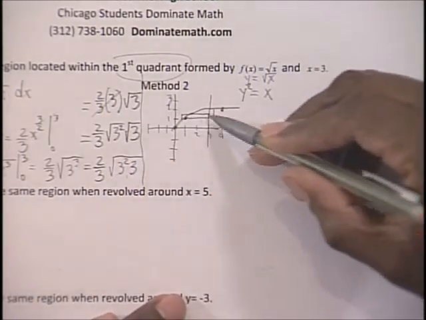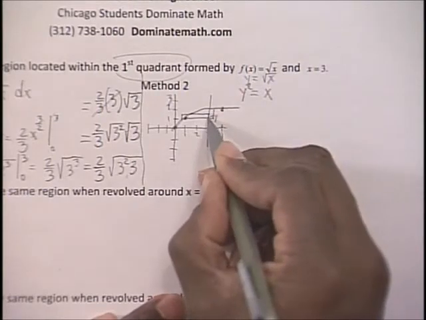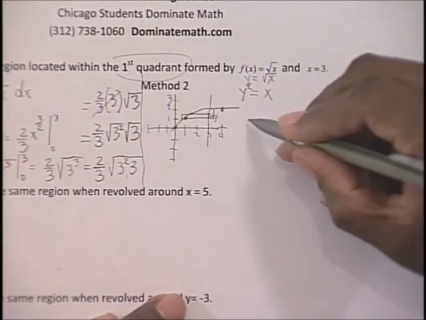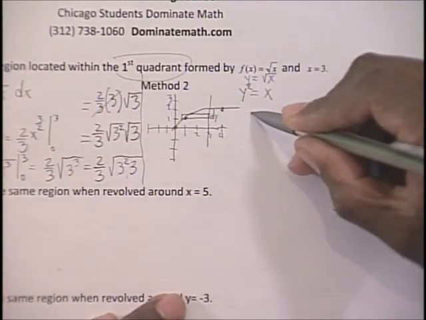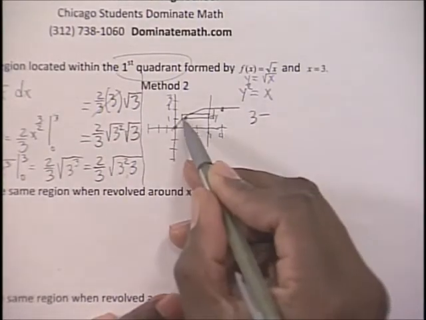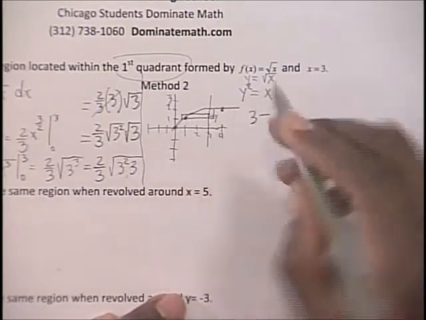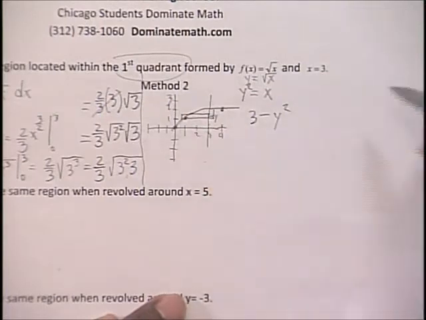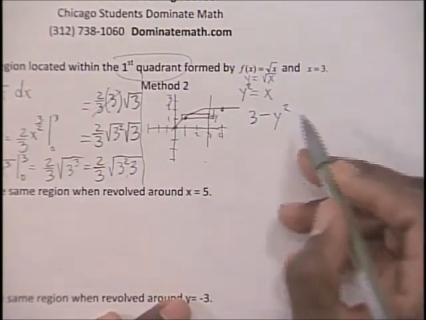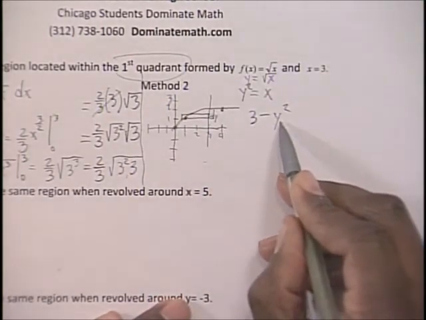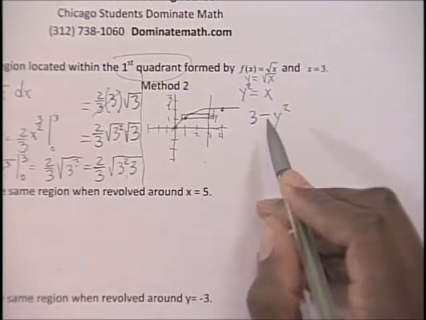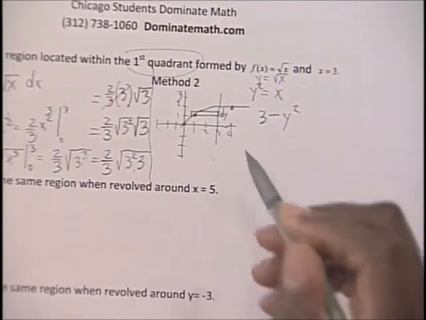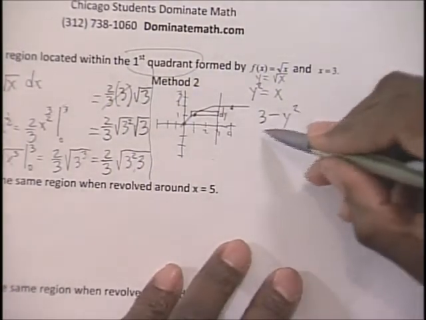This slice has a base of the right side minus the left side. Right minus left would be 3 minus this curve, and this curve is y squared. So the base is 3 minus y squared. A common mistake is to say 3 minus radical x. But don't forget, when you have the dy, everything has to be in terms of y. So that's the base.